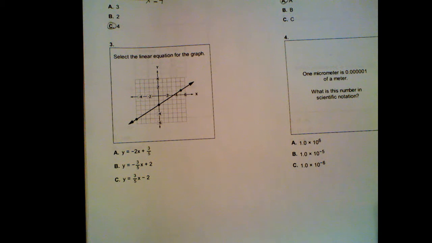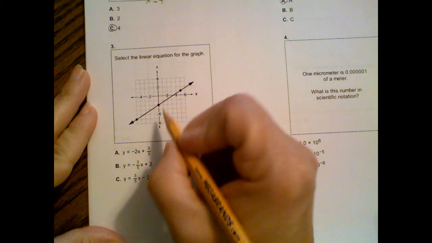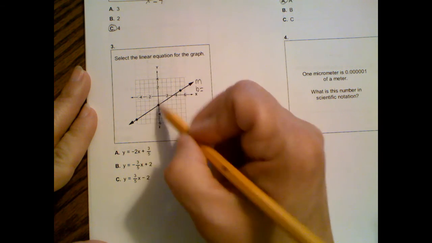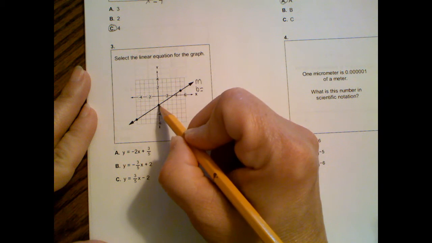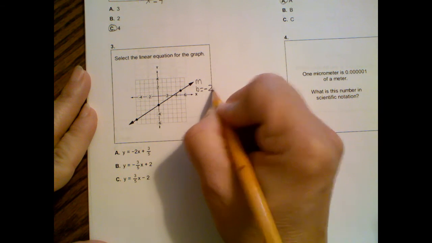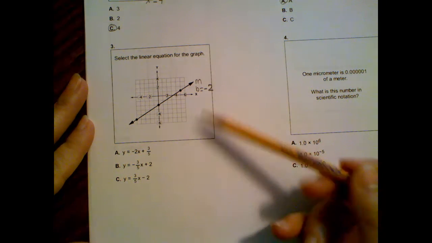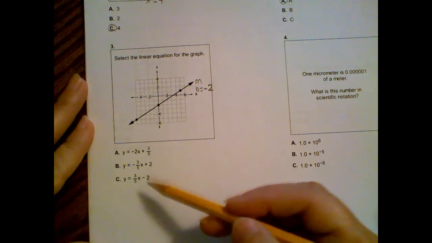Number 3 gives me a graph, and I need to select which equation matches the graph. So I'm going to take my graph and write my equation. I need to know my m and I need to know my b. B is the easiest to find because I'm looking only on the y-axis, and I see it crosses at negative 2. We try to get away with the least amount of work possible. If we can answer it with that, let's do it. So let's look down here. Do any of these equations have a negative 2 for the b? Yes, C. So C is my answer.